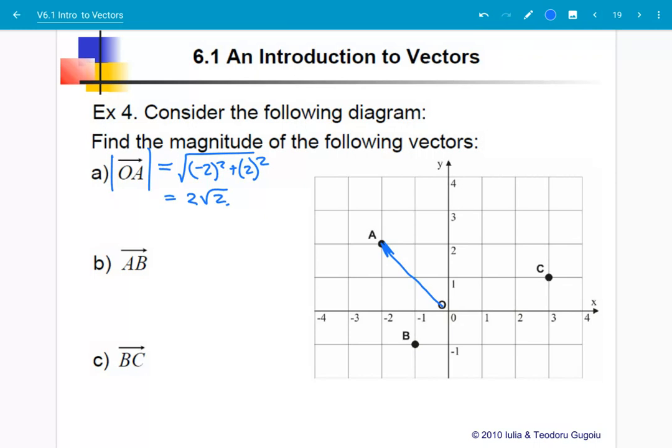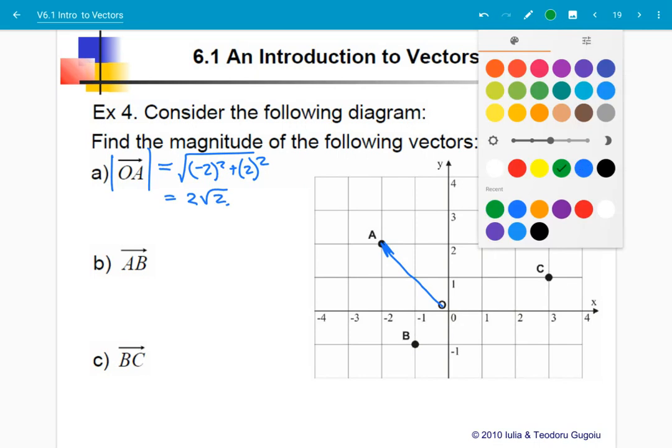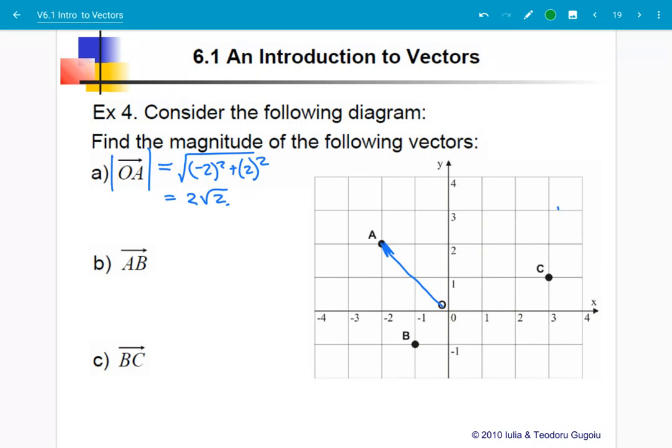A to B. A to B is this one right here, not from the origin. So the magnitude of A to B is a delta x of 1 squared and delta y of negative 3 squared. That is root 10.